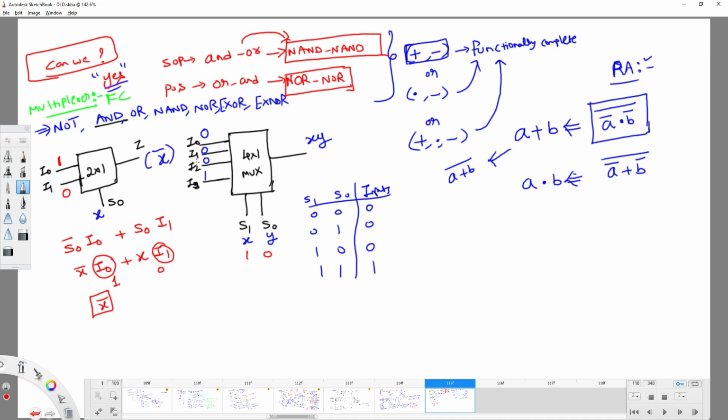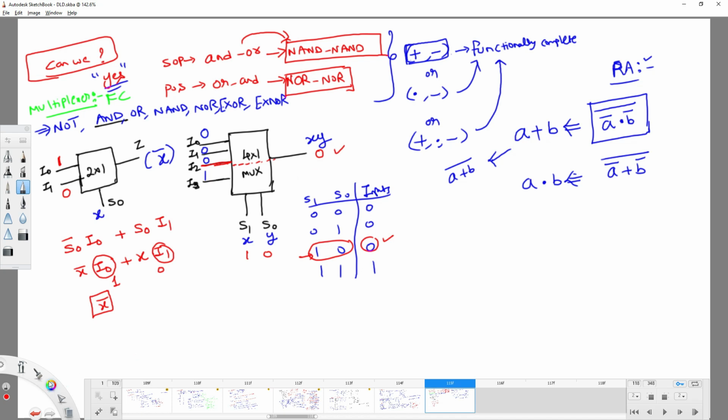I2 is selected, so what do you get? 0. Is it correct or not? For 1, 0, the output is 0. So if you pass 1, 0 as input, it selects this line and it will be connected like this. Then you get 0 as output. So I can say that it is an AND gate.